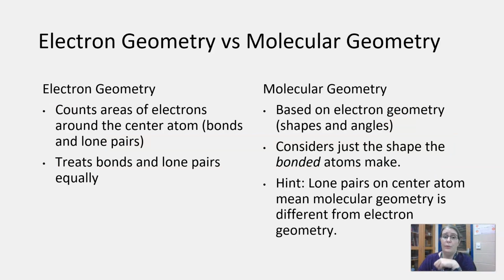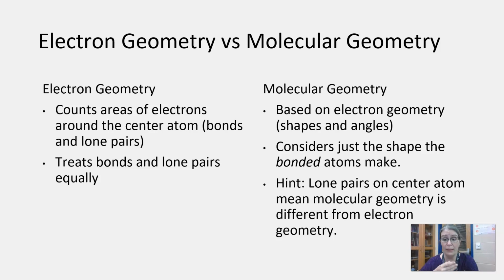So in talking about that, we're talking about two different things. One is electron geometry and one is molecular geometry. Electron geometry counts the areas of electrons around the center atom. So what counts as an area of electrons? Well, bonds count as an area of electrons, and lone pairs count as an area of electrons. And one key thing to note is that all bonds, whether they're single bonds, double bonds, or triple bonds, all count as one area of electrons.